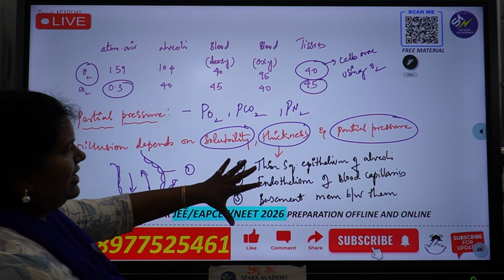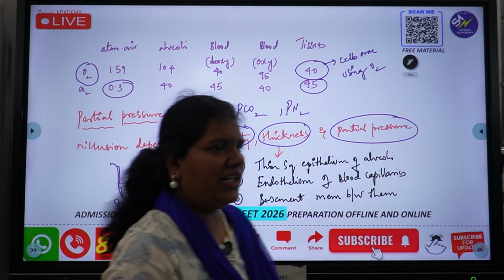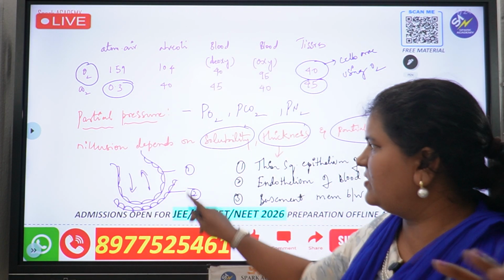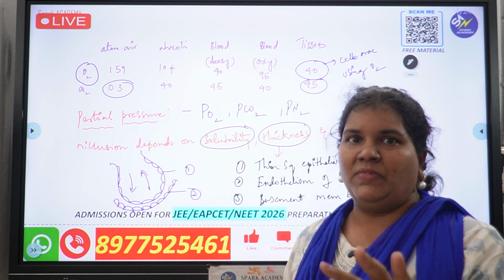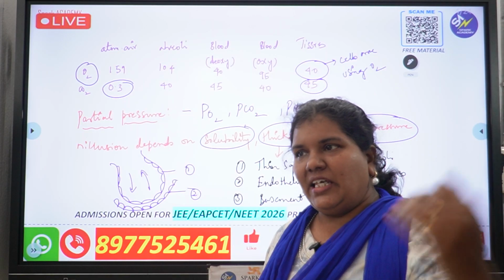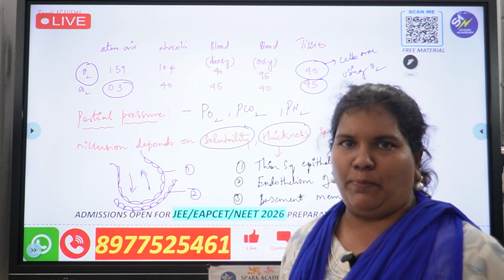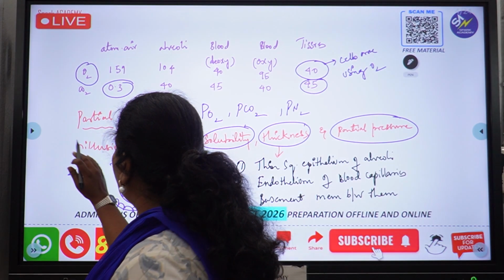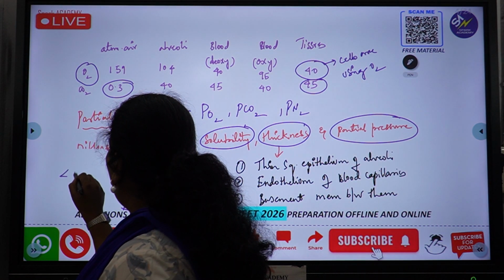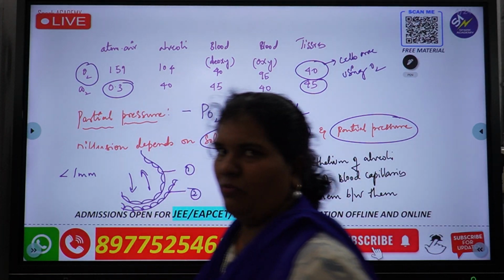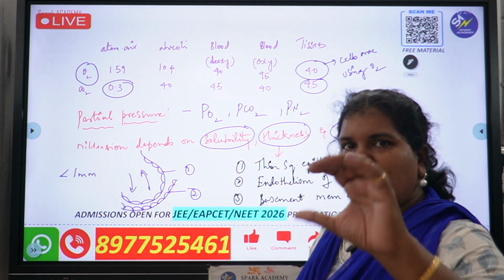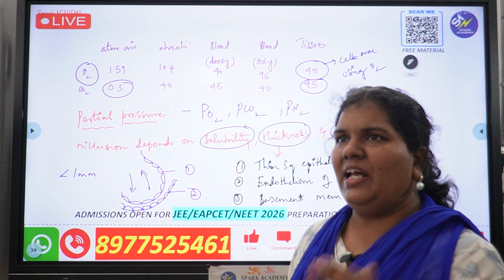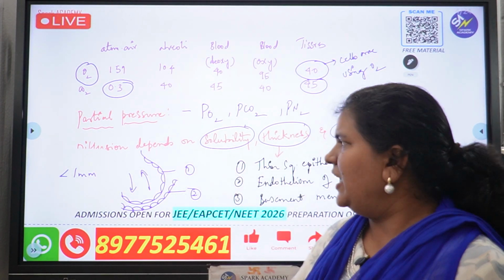So how should these three layers be? The thinner they are, the more successful the transport will be. Remember, these three layers should be very thin. The thinner they are, the easier the movement of gases will be. Usually, it is less than 1 mm. What is less than 1 mm? The thickness of these three layers is less than 1 mm. The lower it is, the more easily gases will move in and out.